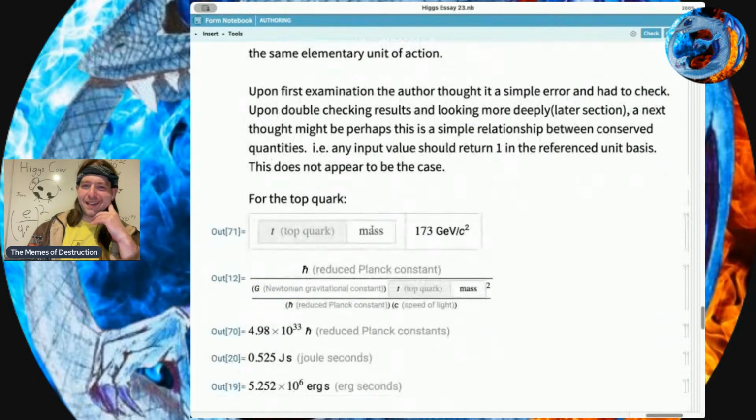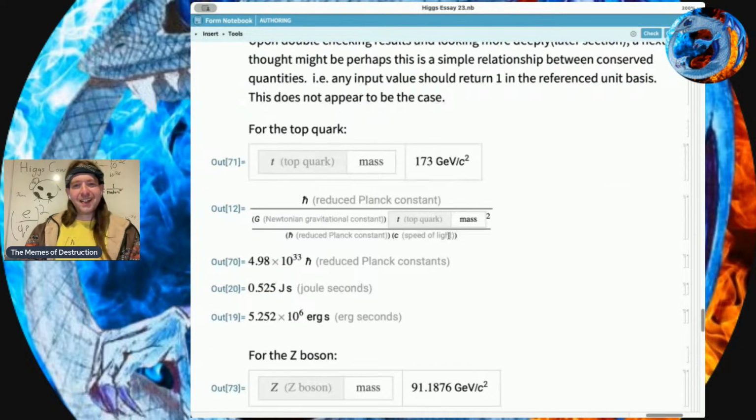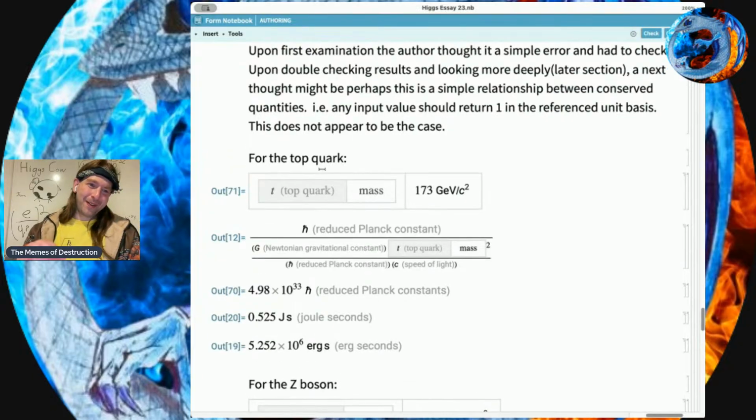This does not appear to be the case, so we do this for the top quark. Again, this is the closest thing here, so if we're computing its gravitational force, so to speak, we've got big G, the Newtonian gravitational constant. The top quark mass, we square it, divide by h bar c, and then we take that and divide it into h bar, because that's got the units of joule seconds. Because essentially, if the Higgs output that, I was thinking, well, if we just input this, maybe it'll be something similar. No, it's not.